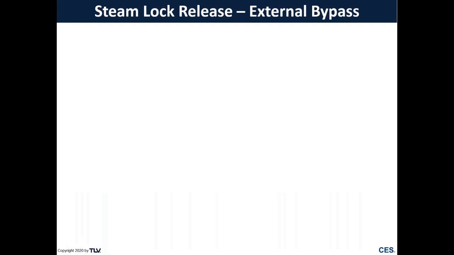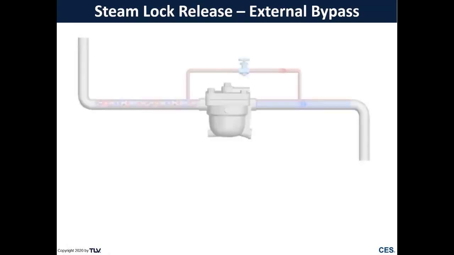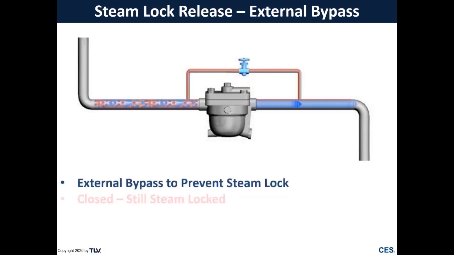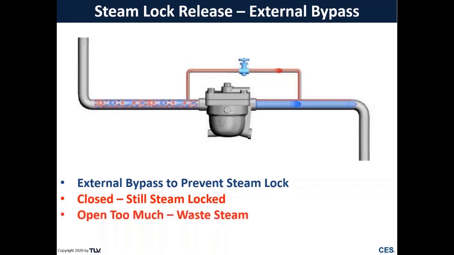So how do you solve a steam lock application? Well, one way to solve it is to use an external bypass which bleeds off that steam, allowing condensate to drain to your trap. Now, the problem with this is if that valve is closed, well, you have a steam lock. The other problem is if you open it too much, now you have wasted steam and you're operating very energy inefficiently. So this right here is more of a band-aid than a solution.